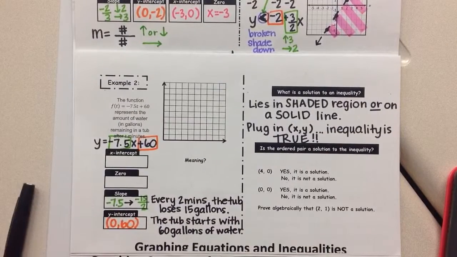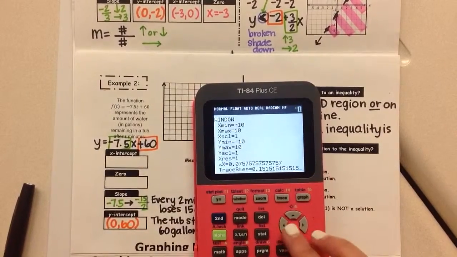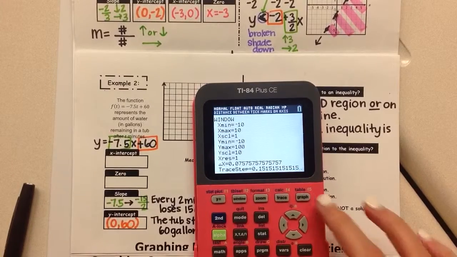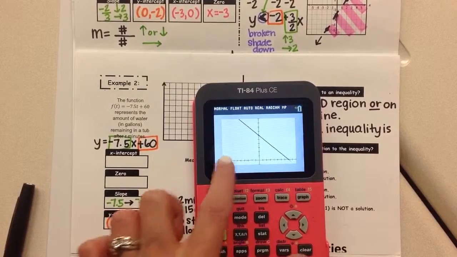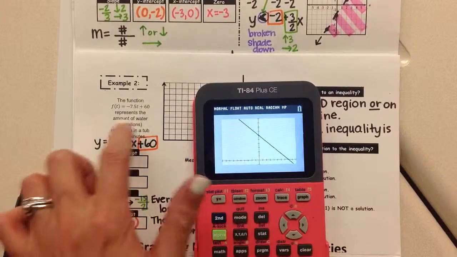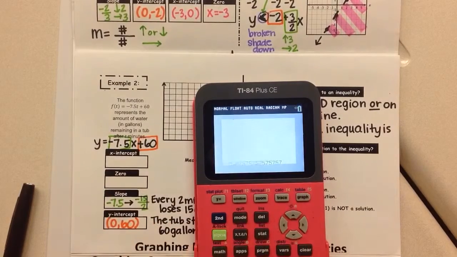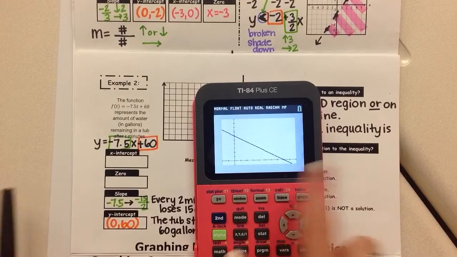Okay, so I'm going to kind of cheat and use my calculator to help me graph this. I'm going to go to negative 7.5x plus 60. And I know I'm going to have to do a window adjustment because my y-axis only goes up to 10. So I'm going to take it up to 100, but I'm going to count by tens. So I'm going to graph this. And I don't need any negative x's because we're talking about minutes. So I'm going to go back to my window and I'm going to cut off some of those negative x's. But I'm going to leave it at positive 10 because I can now see my y-intercept.